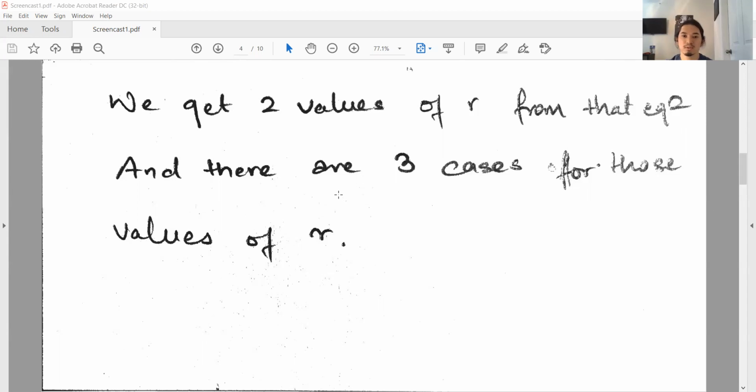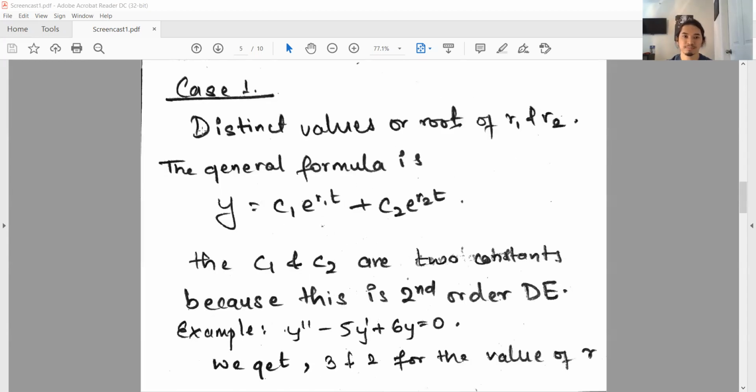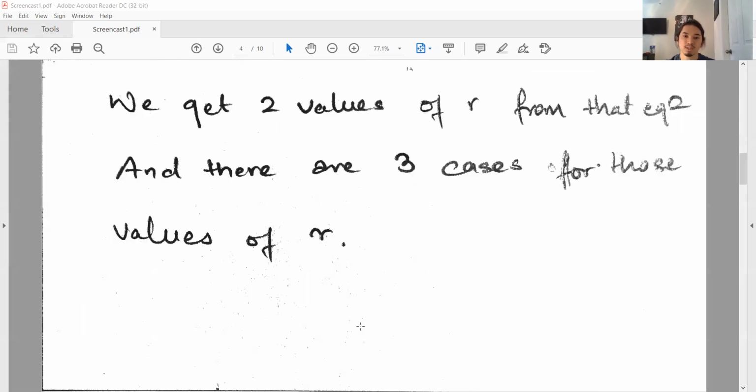So let's talk about the first case. The first case we have is distinct roots r1 and r2. The general formula is y equals c1 e to the power r1t plus c2 e to the power r2t. Here c1 and c2 are the two constants because it is a second order differential equation, and r1 and r2 are the values that we got from solving the quadratic equation right here.